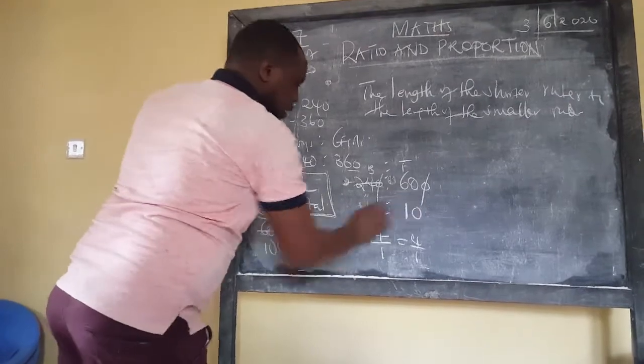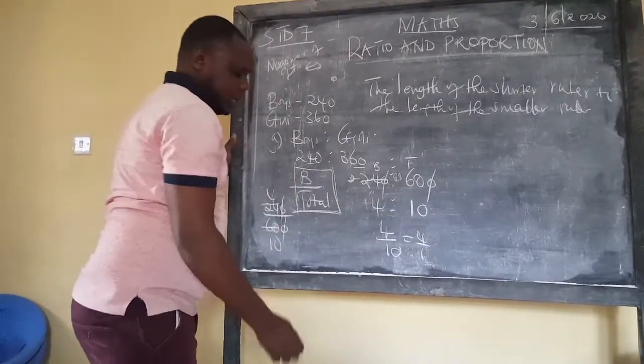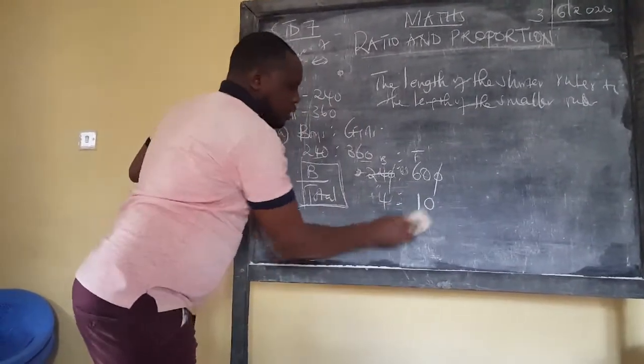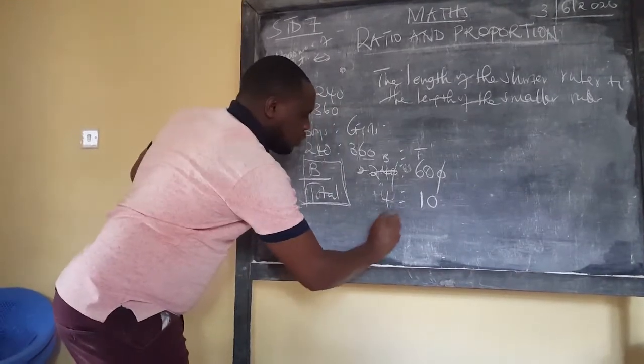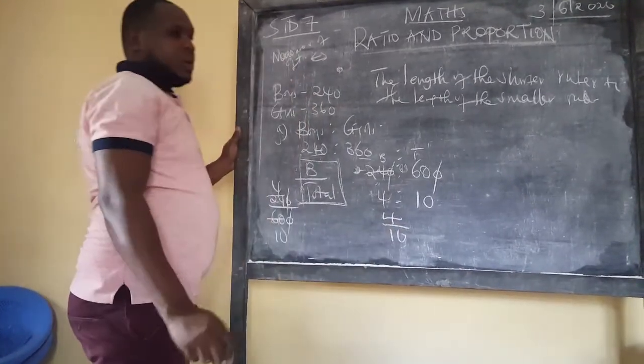Maybe something went wrong here. Sorry, something went wrong there. We did not observe that 0. So this is 4 out of 10.